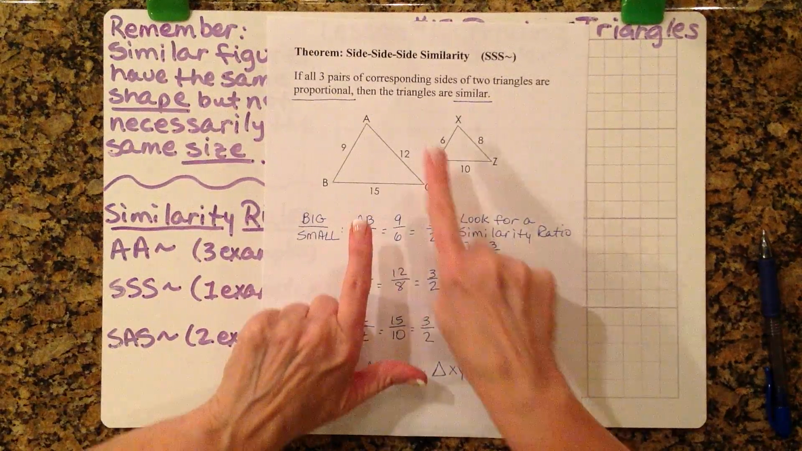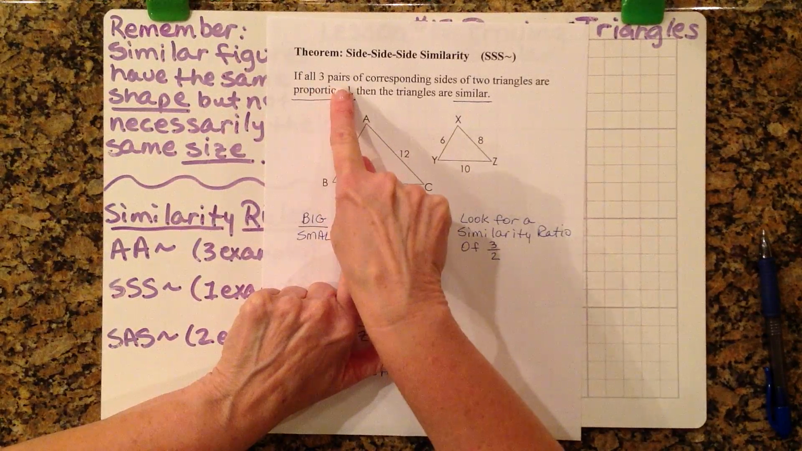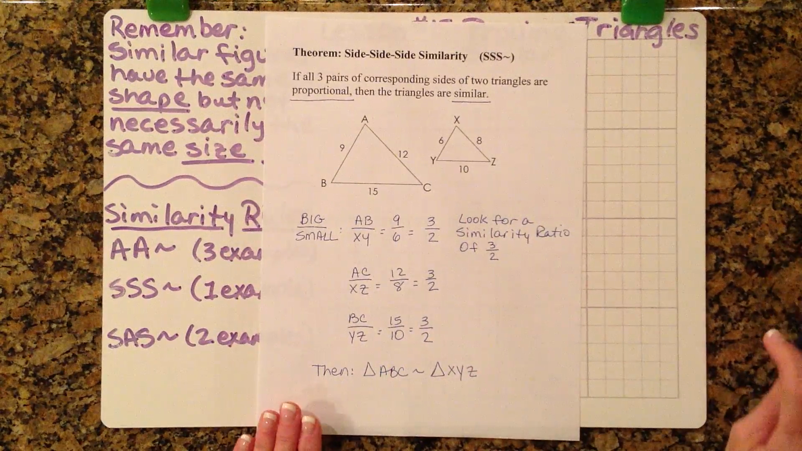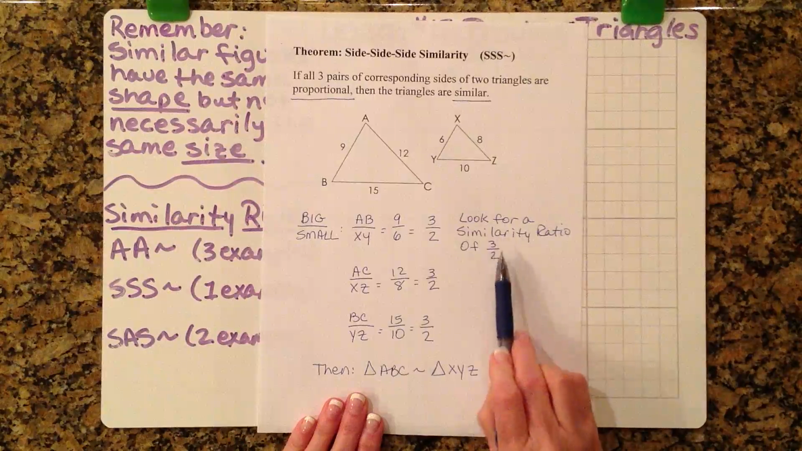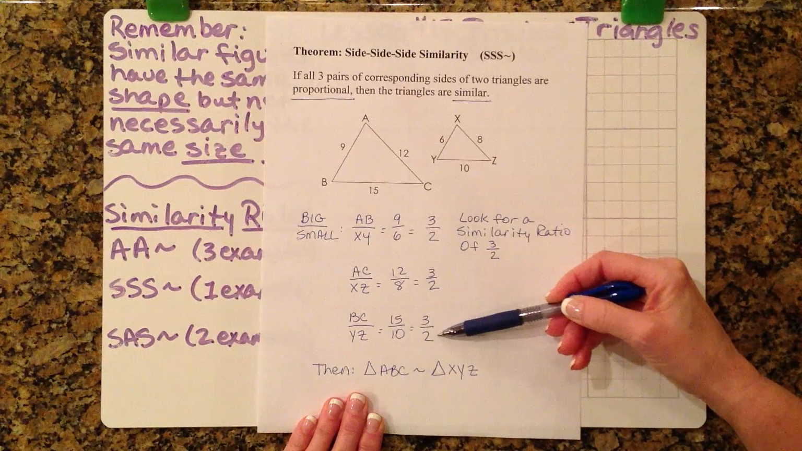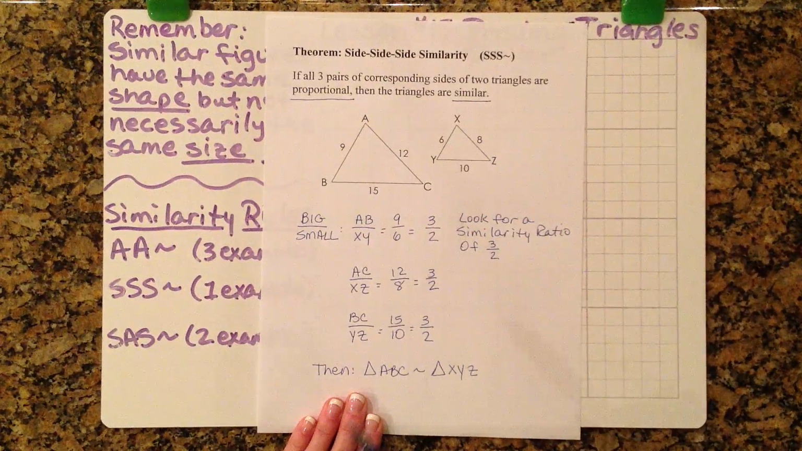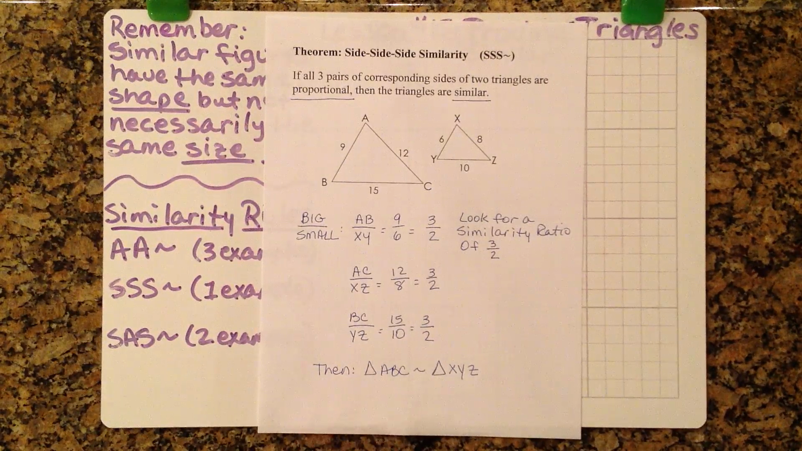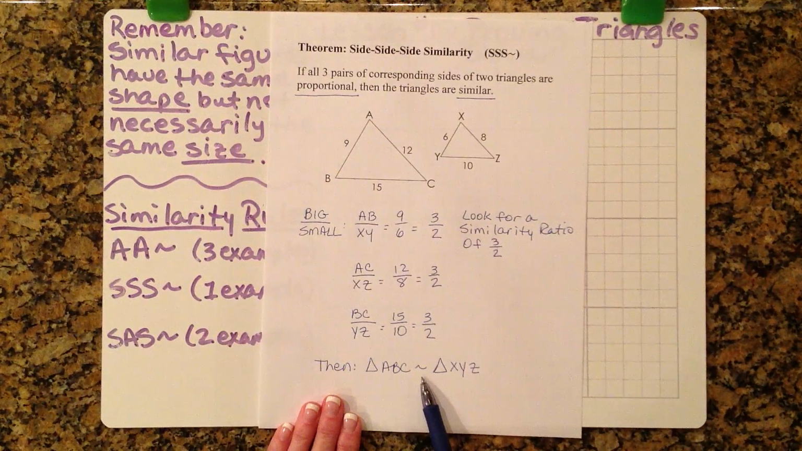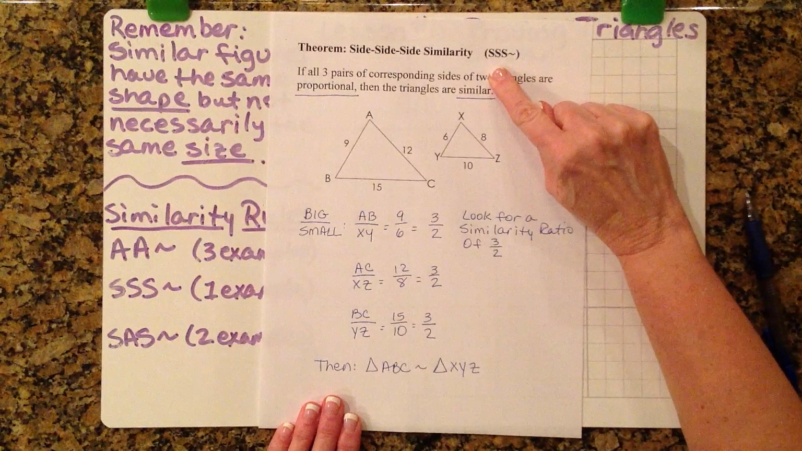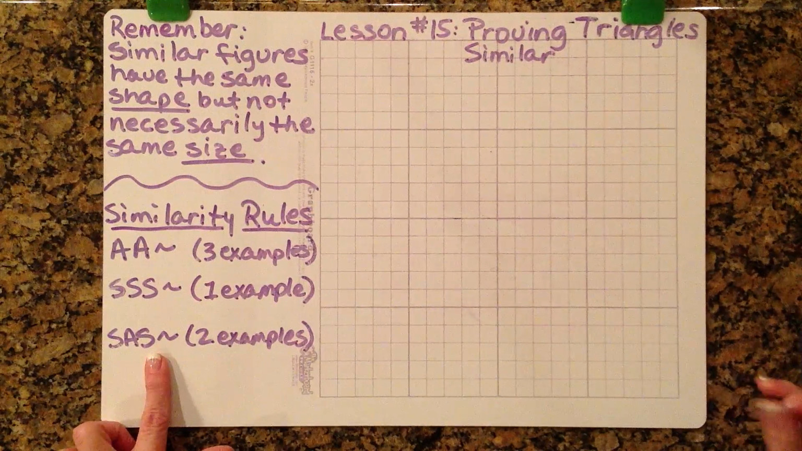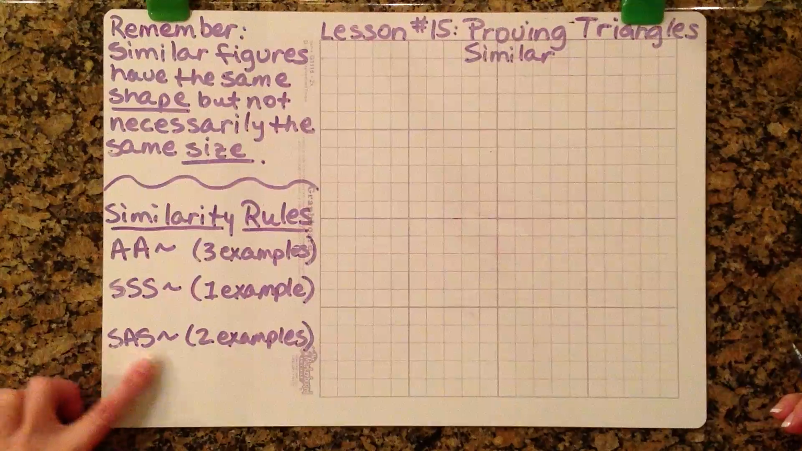Now we're doing the last one. I have to do all 3 of the sides, all 3 pairs. 15 over 10, reduce it, and you get 3 halves. So you have to get a similarity ratio of 3 over 2 for each one of these. If you don't get 3 over 2 here or here, they don't all match, so those two triangles are not similar. But since this works in this case, I can then say that triangle ABC is similar to triangle XYZ because of SSS similarity.